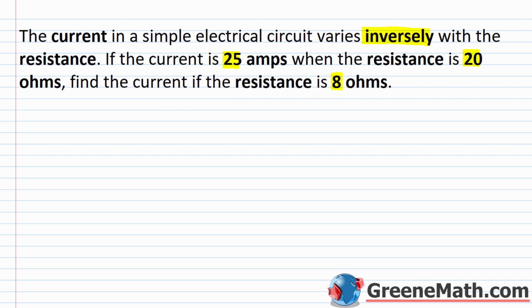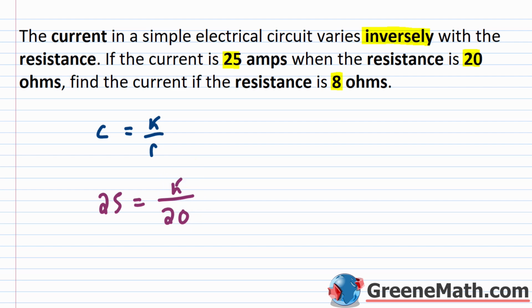You can start with something like y equals k over x if you want, or again, you can change things. So we have current, you could use C for that. You can use whatever letter you want, it doesn't matter. It varies inversely with the resistance, so if you want to put an R down here for that, that's fine as well. If the current is 25 amps, I'm going to replace the C with 25. When the resistance is 20 ohms, I'm going to replace the R with 20. And let's put the k up here. So what you want to do is use this to solve for k.